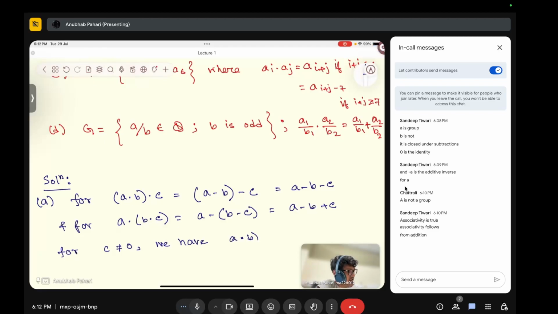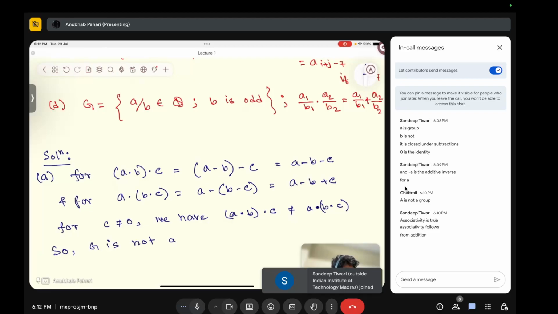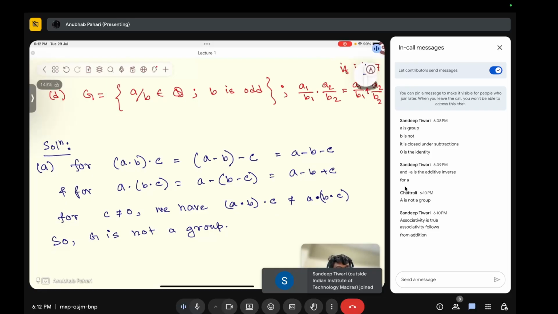So for c not equal to 0, we have (a·b)·c not equal to a·(b·c). Mm, not equal. So G is not a group. Also, here a minus b has to be non-zero.